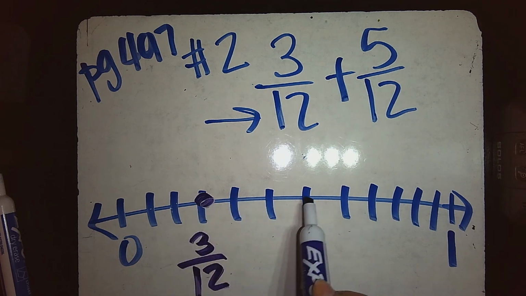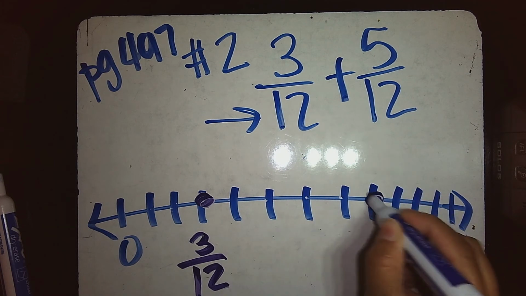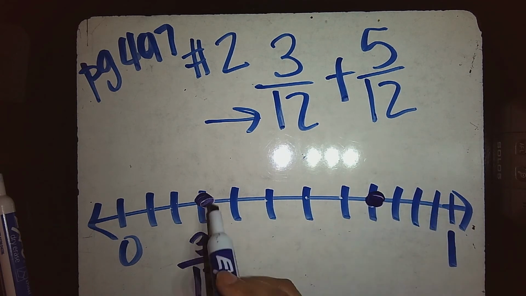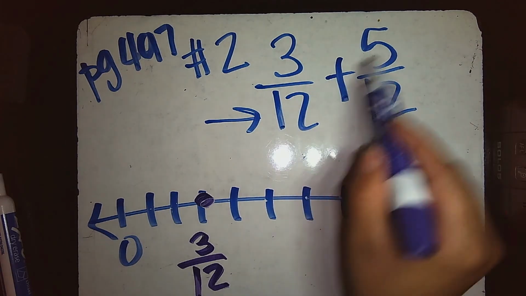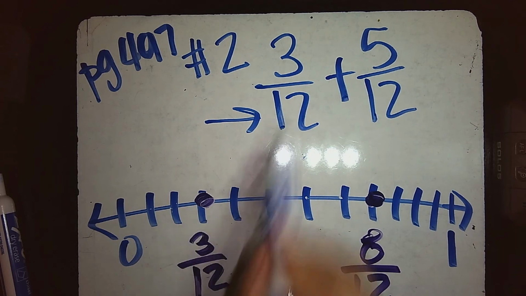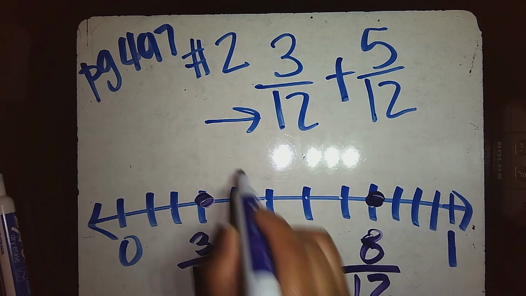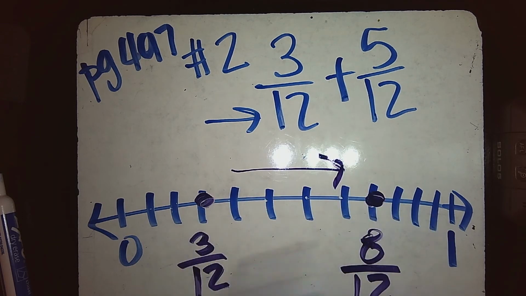1, 2, 3, 4, 5. So what is my answer? From 3/12 plus 5/12, I get 8/12. And what I did is I added both of the fractions as well. And when I add, I will move to the right on the number line, because when I am going to the right on a number line, my numbers will get bigger.